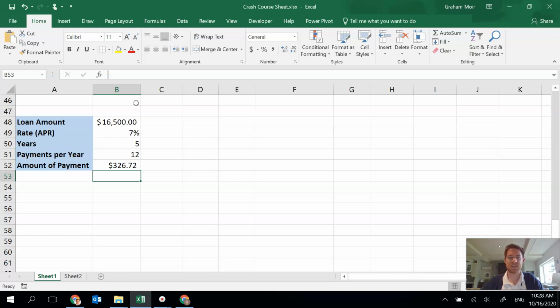So if you have a $16,500 loan at 7% paid off monthly over 5 years, your monthly payment would be $326.72. So there you go for the payment formula.